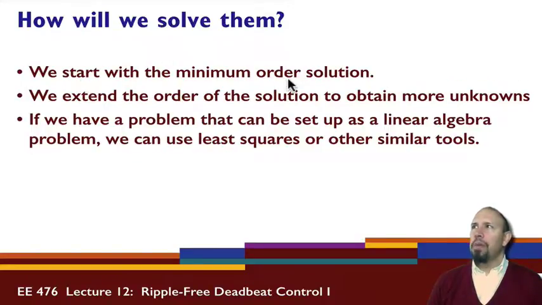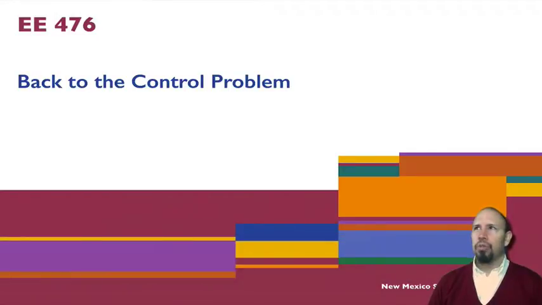So how do we solve them? Well, first we start with the minimum order solution. Then we extend the order of the solution to obtain unknowns. Okay, and if we have a problem that can be set up as a linear algebra problem in those unknowns, then we can use tools like the least squares tool. Actually, there's going to be a more powerful tool that we're going to be using in general called a quadratic program, and we'll see that when we get to the performance issues.